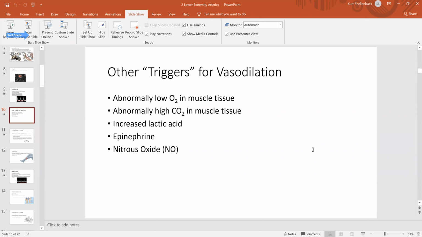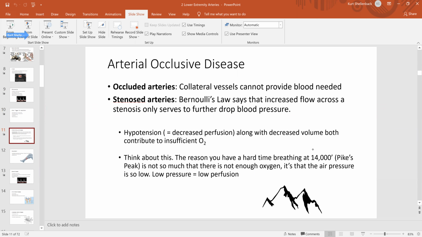Nitrous oxide. I'm not going to go there. I promised Melissa I wouldn't go in those directions anymore. But nitrous oxide has other pleasant effects on the human body.